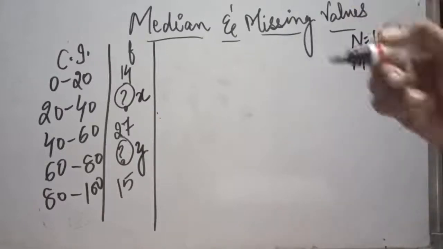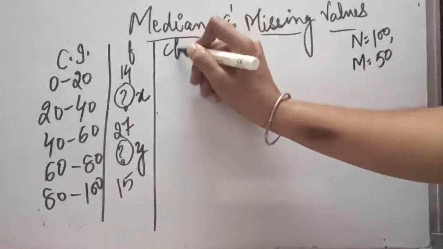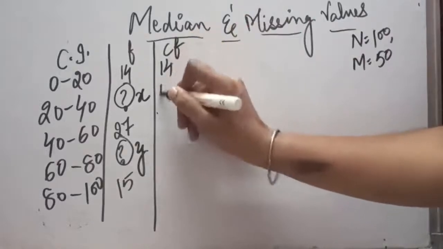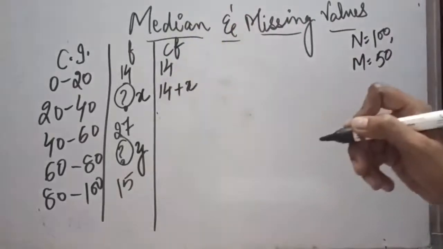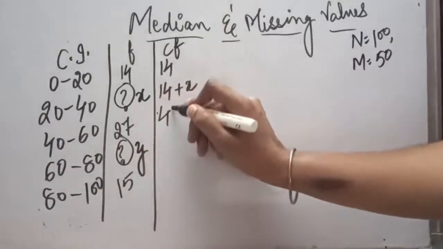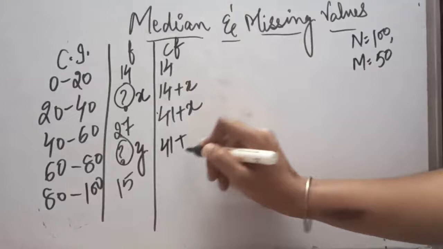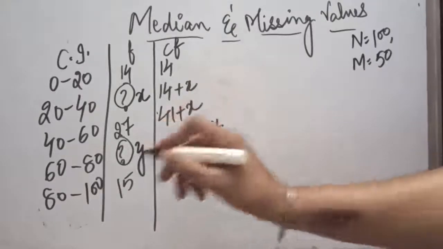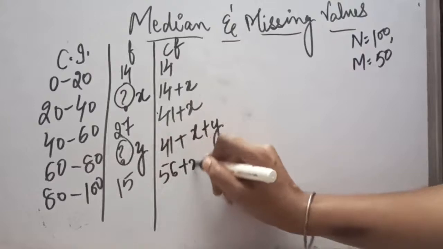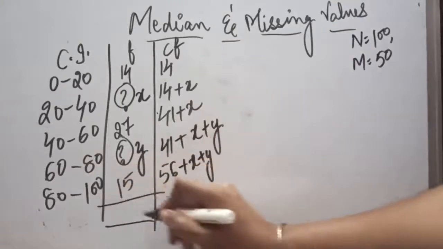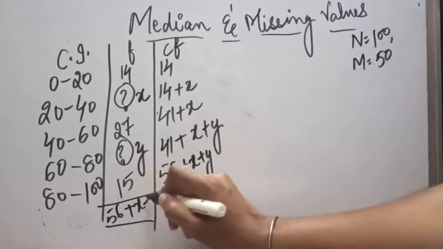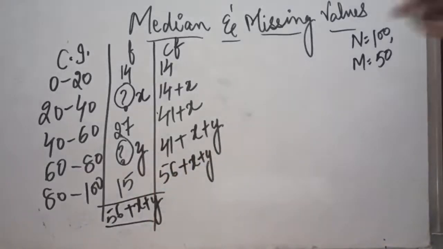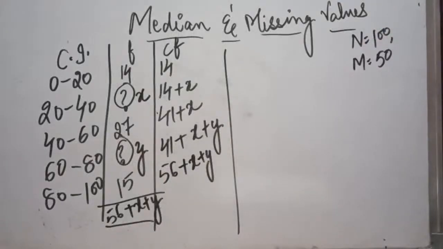Now for the calculation of median we will require cumulative frequency. The first will be 14, next will be 14 plus x, next will be 41 plus x, next will be 41 plus x plus y, and after adding 15 it will be 56 plus x plus y. So the total will be 56 plus x plus y. With the help of this we will prepare two equations, as in this question two values are missing. If one value had been missing, it could have been calculated directly from the formula of median, but here two values are missing.